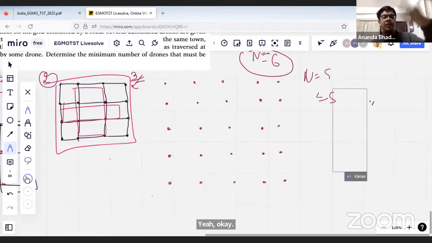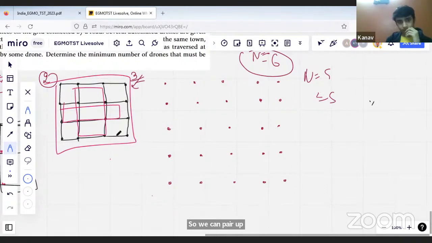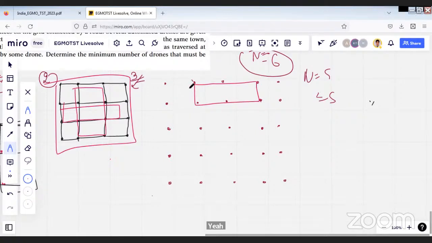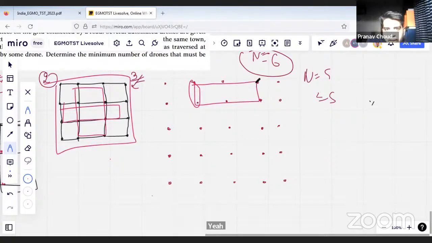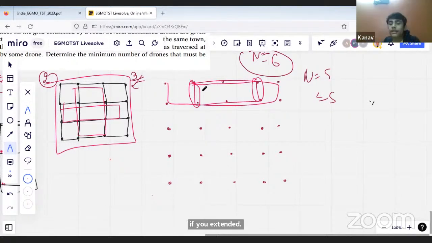So we can pair up rows which have parallel sides. Wait, actually no, Kanav, it can be an issue. What if you have a rectangle which is something like this? Then it covers, and this is the only rectangle covering these 2 rows. If you extend it, these 2 won't be covered, right? I see.